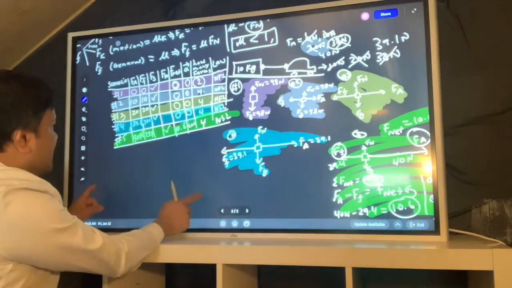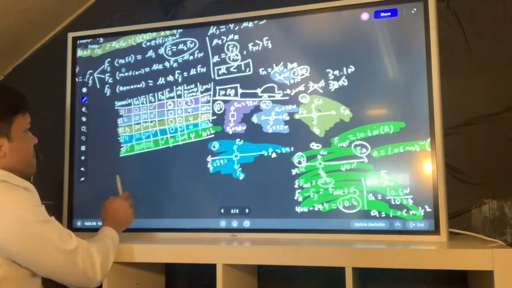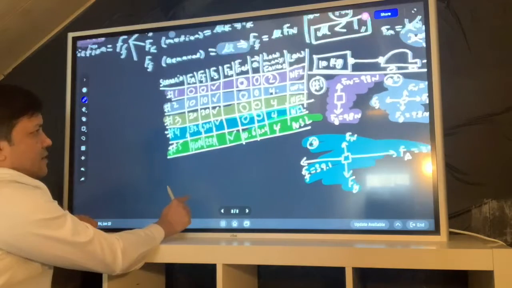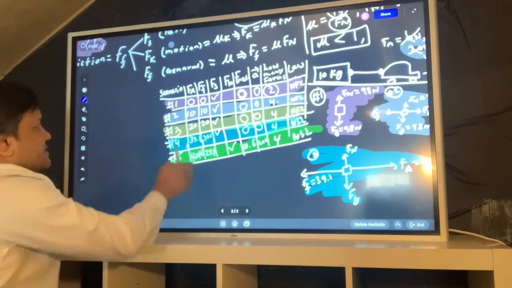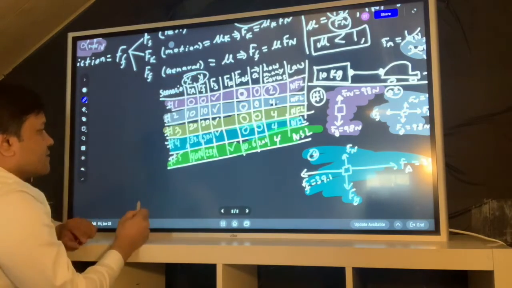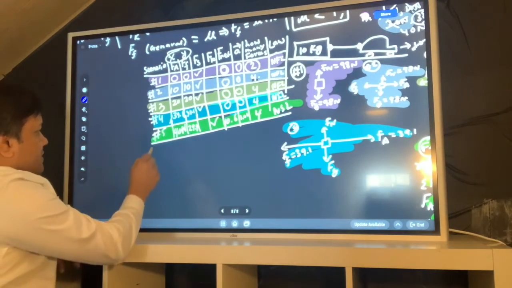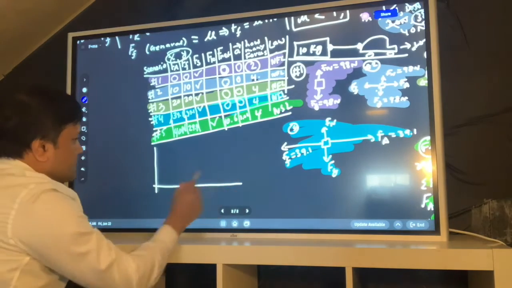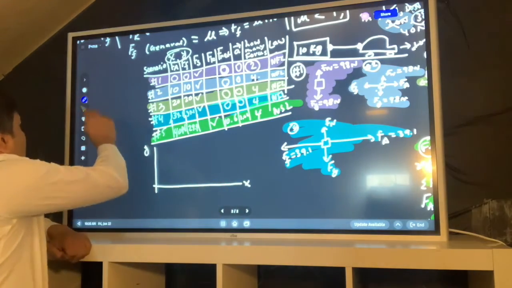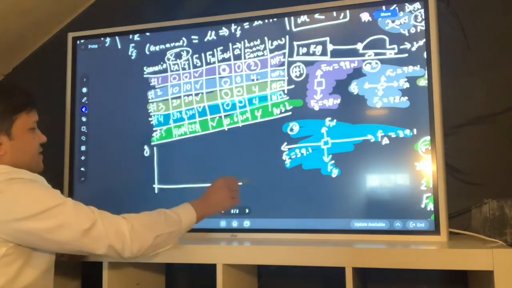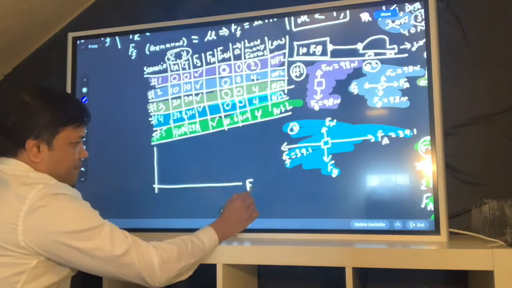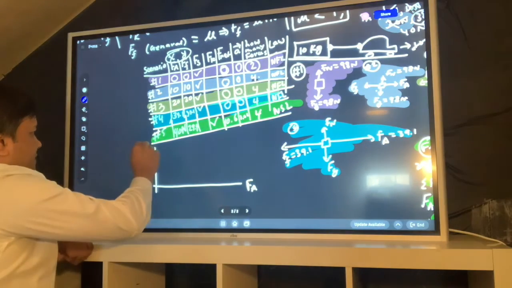All right, now the last thing we're going to do is the friction diagram. To do the friction diagram, I'm going to do it here. You're going to call it the x-axis. This is our x and this is our y. Okay, so let's draw it. So what is our x? Our x is Fa and our y is Ff.